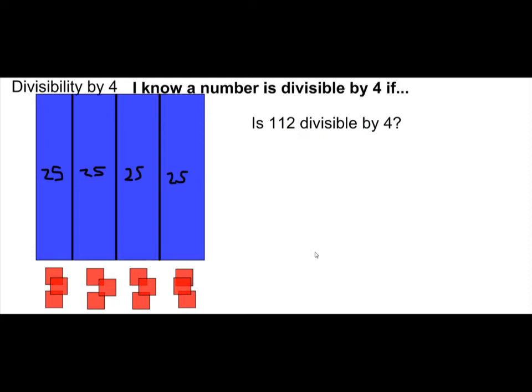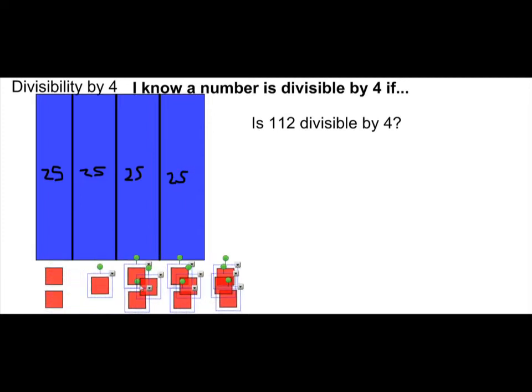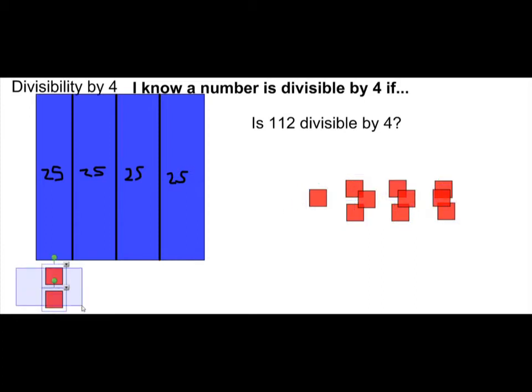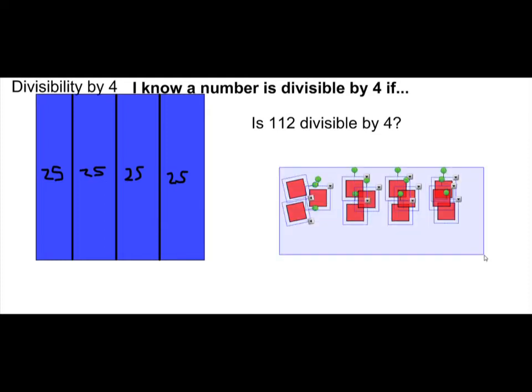So hopefully you can see how this is working. It doesn't matter about the 100 block here. That's always going to be divisible by 4. What I really care about is this stuff here, whatever's left over. If I'm looking at 112, what I really care about is these blocks over here. If I've got 12 blocks there, and if 12 is divisible by 4, then I know 112 is divisible by 4. And that's how the whole rule is based.